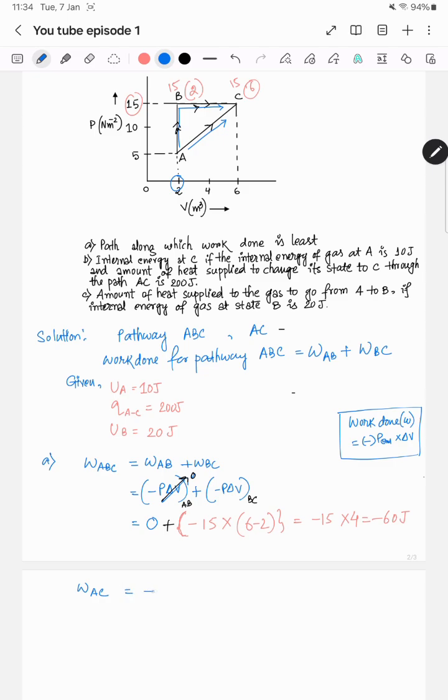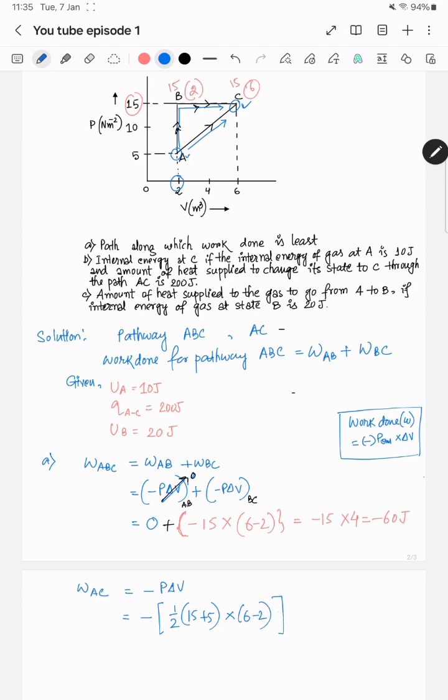For AC, again the same formula, P delta V. This time, as you can see, the pressure is changing from 5 Newton per meter square to 15 Newton per meter square, from A point to C point. So we will take the average of the pressure, 15 plus 5 divided by 2, into the value of delta V, which will be 6 minus 2 again, because at C point it is showing 6 meter cube and at A point it is showing 2 meter cube. So it will be 6 minus 2.